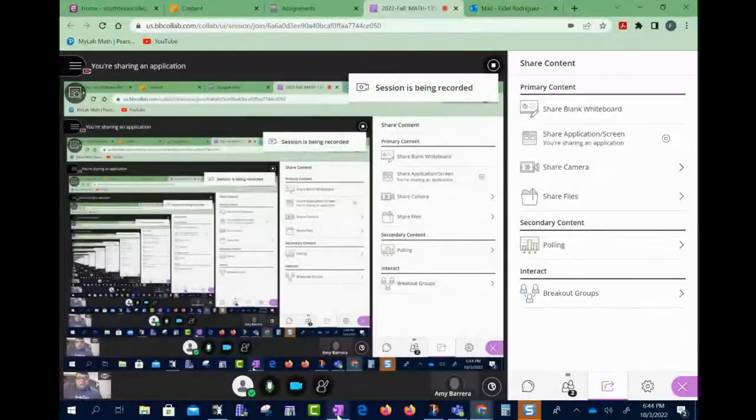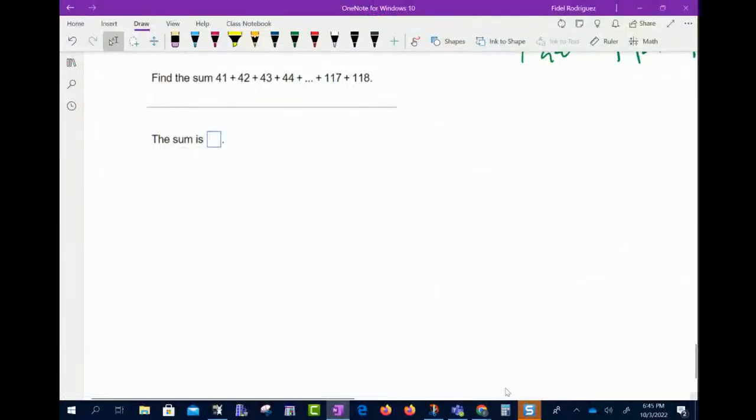Okay, so we are recording our review session, and the first question is number one, and we're trying to figure out how to find the sum. So, Amy, if you remember when we did these problems here, every time we were doing these kind of sums, we normally started off with one. And so I want you to notice here, we're not starting off with the number one, we're actually starting off with 41.